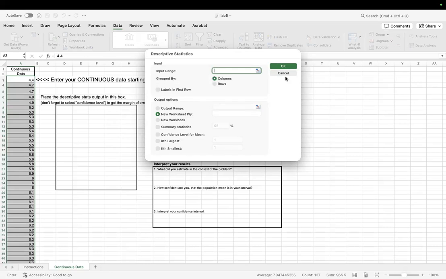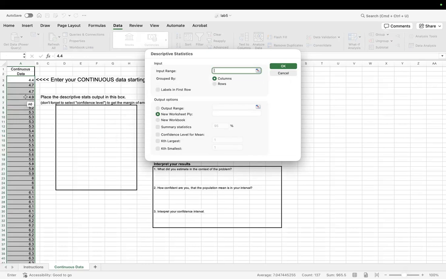Feel free to continue to use that continuous data. However, you never know, if you have some good continuous data from your final project, you might want to just throw it in there and play with it. Who knows? You're absolutely welcome to use whatever continuous data you have.